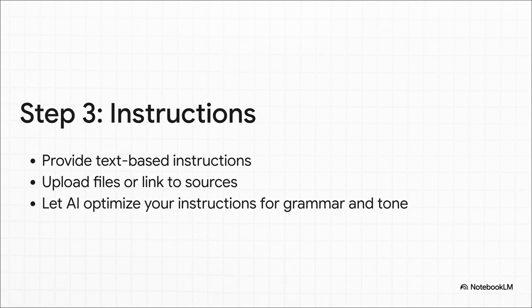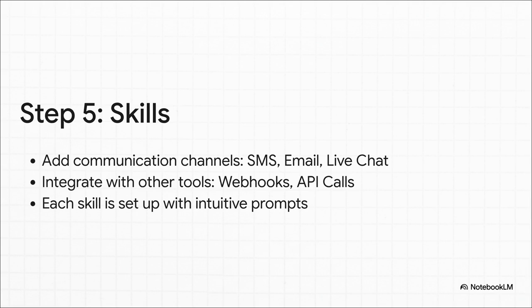Now let's zoom in on step 3, because this is where you make the agent smart. You can feed it knowledge with simple text instructions, upload documents, or even just point it to a website. But here's the really wild part. You can have AI optimize the instructions you write. It'll clean up the grammar and tone to make sure your agent understands you perfectly. How cool is that?